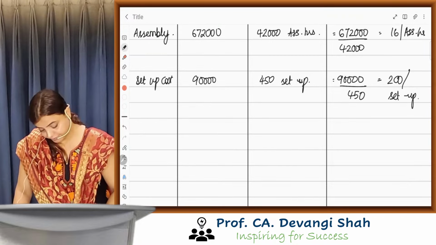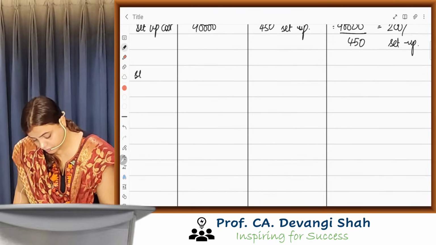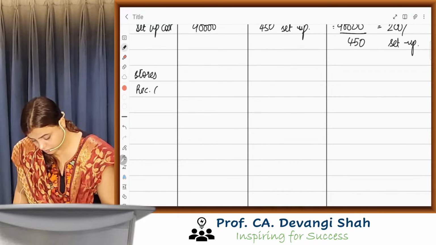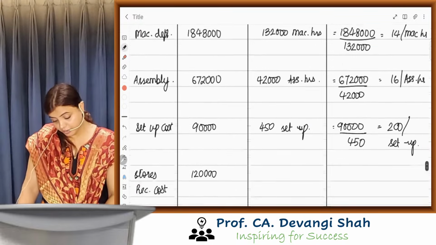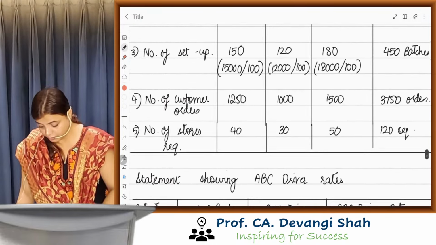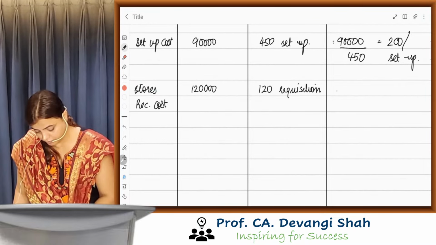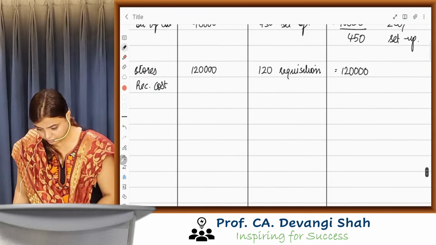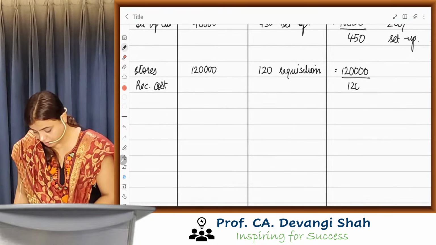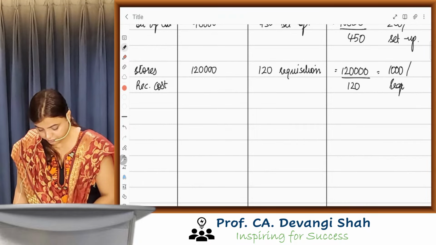The next, stores receiving cost. $1,20,000. स्टोर्स रिसीविंग के लिए requisitions देखना है. लास्ट 120 requisitions है. $1,20,000 divided by 120, it is 1,000 rupees for every requisition.